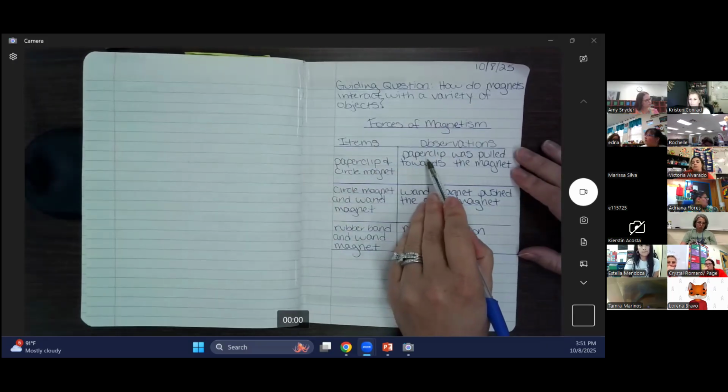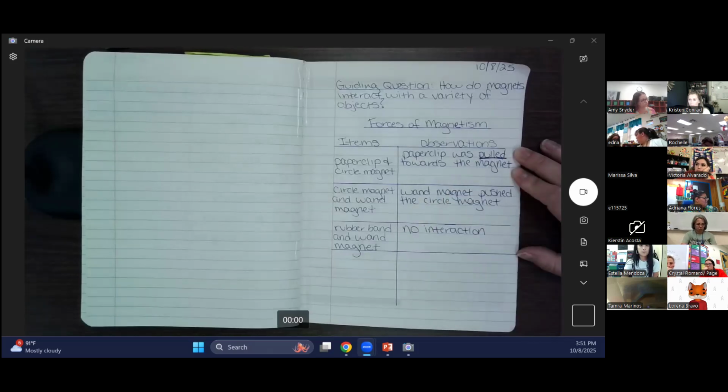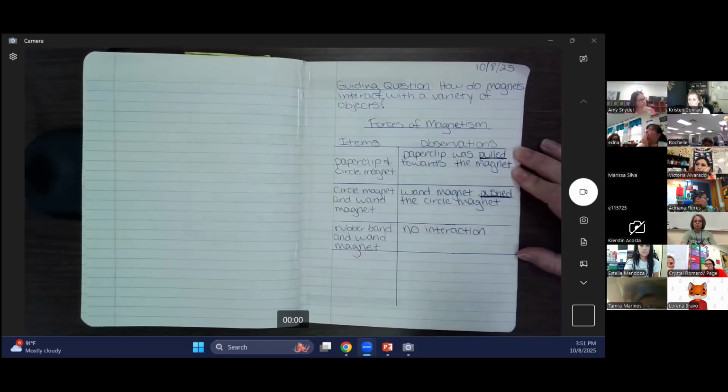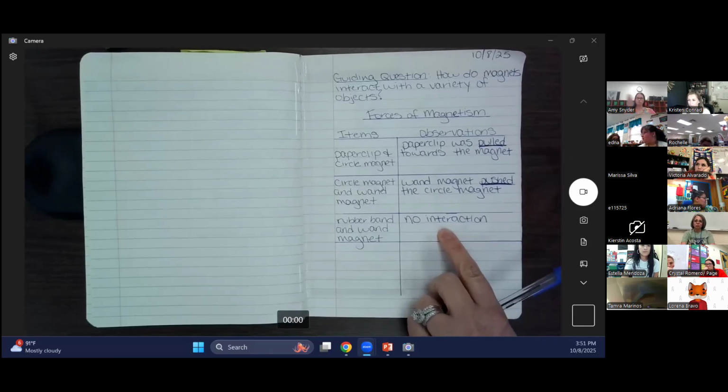So I see paperclip was pulled, so I know that's a force. Long magnet was pushed. I see a force there. And then this one had no interaction. So what forces were created by magnets? A push and a pull, right? Okay. And what materials or items did the magnet push?